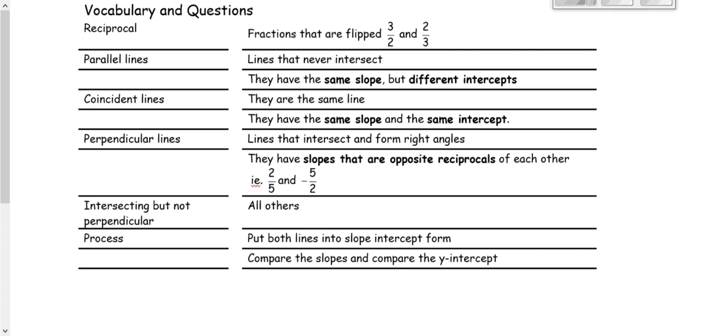What I do want you to notice is that, let me switch here to a highlighter for you, all of these focus on slope first. So that's really, really, really going to be important to pay attention to as we go through these lessons. Okay, we're going to focus on our slopes of these lines, and that will help us figure out whether they're parallel, coinciding, or perpendicular. And if they're not any of those three, then we know they're just intersecting but not perpendicular. Okay, so let's get started.